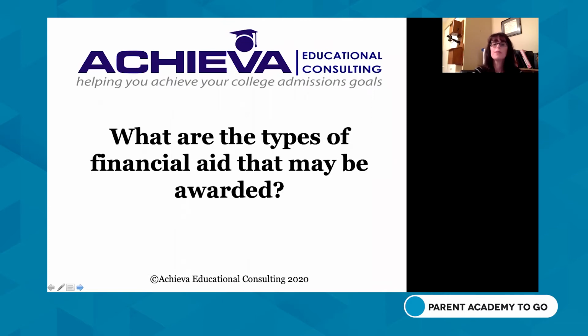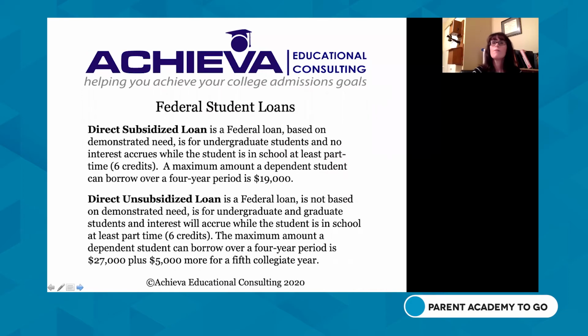What are the types of financial aid that may be awarded to your student? There are federal loans. Federal loans by far are the best loans to get, and certainly federal subsidized loans. A direct subsidized loan is a federal loan based on demonstrated need. It's for undergraduate students, and no interest accrues while the student is in school at least part-time, as determined by taking 6 credit hours. The maximum amount a dependent student can borrow over a 4-year period is $19,000.